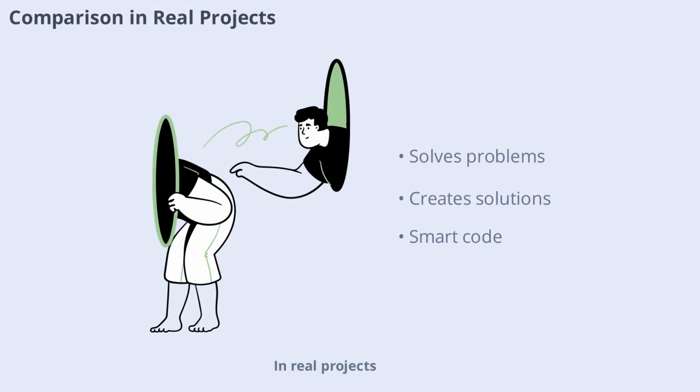In real projects, comparison operators help you solve problems and create solutions. Whether you're building a website, a game, or a data tool, these operators are always useful. Try using them in your own projects to see how they make your code smarter.